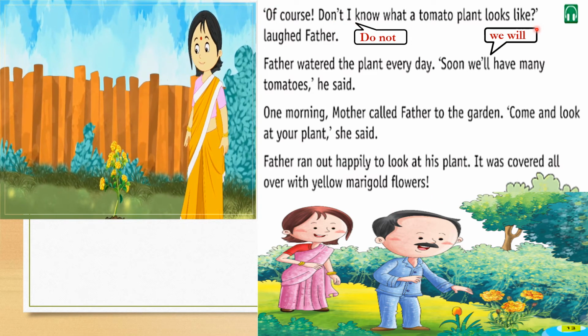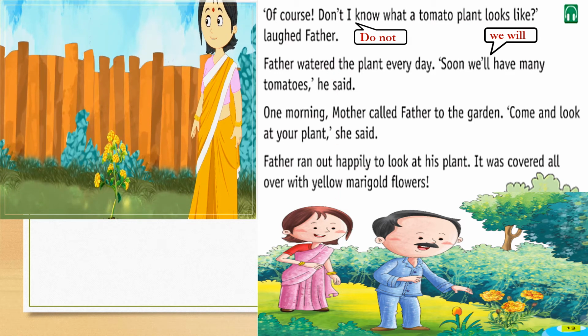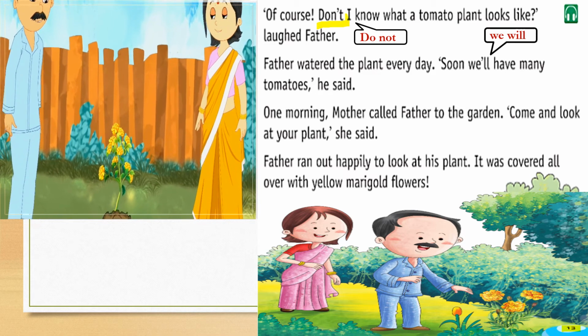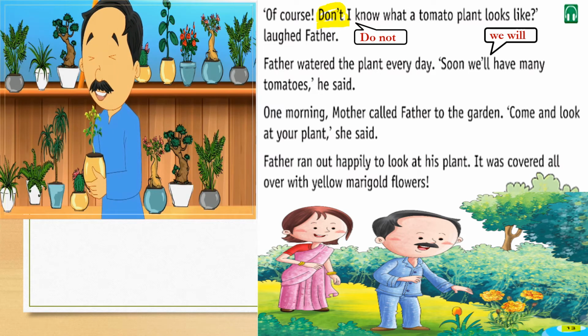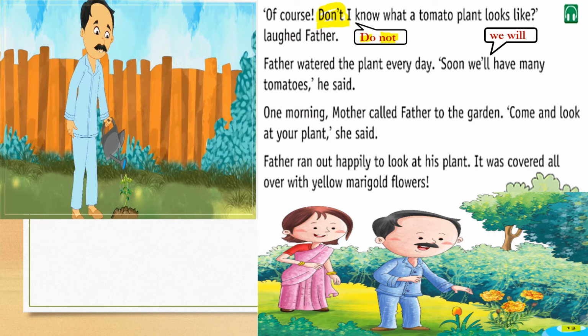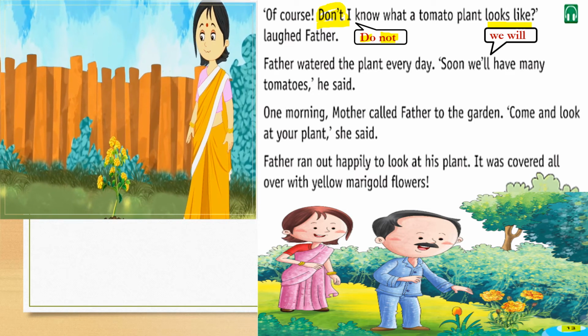Here, students, two words, do and not, come together by using an apostrophe. It becomes a small word, which says don't. So Father said, "Don't I know what a tomato plant looks like?" And he also made fun of Mother, saying that she doesn't know how a tomato plant looks, and he laughed at her.